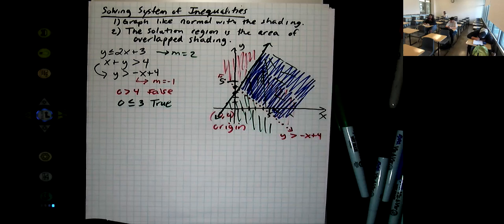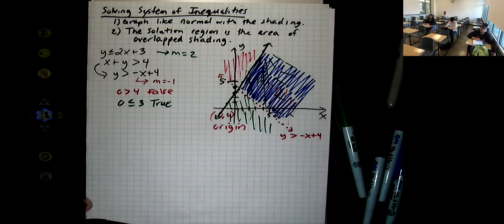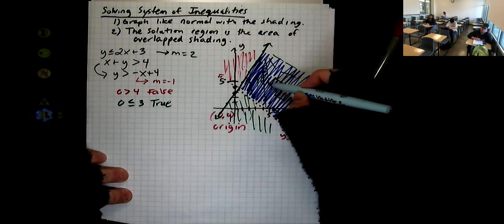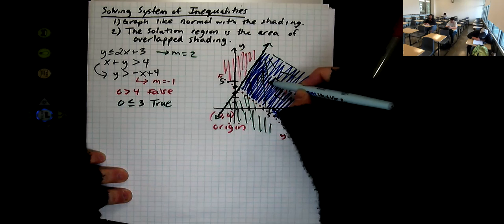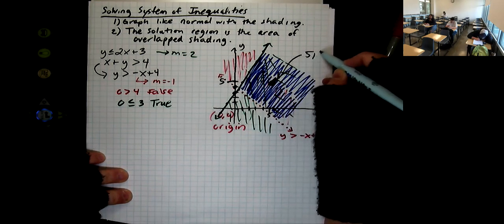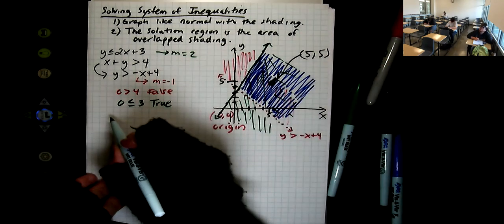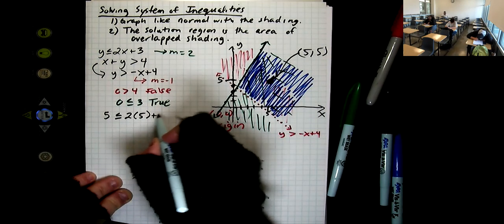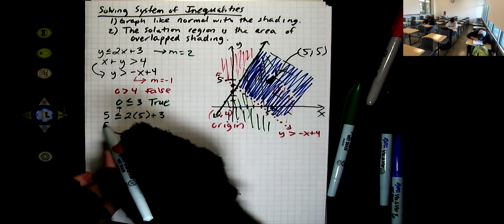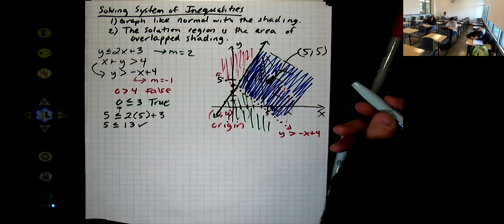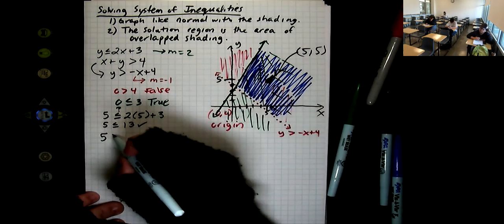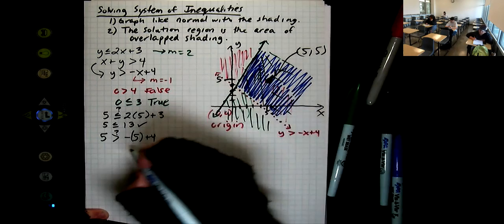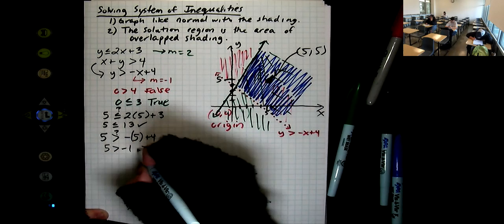And so any point in this region works. We can test it. Like right here. Let's see, right there. That point is 5, 5. If I plug in 5, 5 into both equations, it should work in both. Is 5 less than or equal to 2 times 5 plus 3? 5 is less than or equal to 13. That one works. And is 5 greater than -5 plus 4? -5 plus 4 is -1. 5 is greater than -1, so that one works.